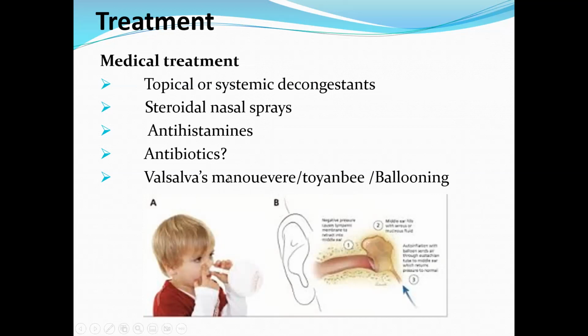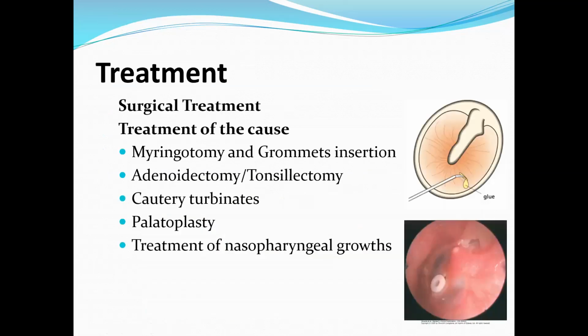Valsalva, blowing with closed lips and closed nose. Toynbee, swallowing with closed nose and closed lips.